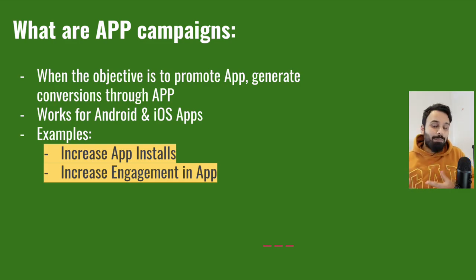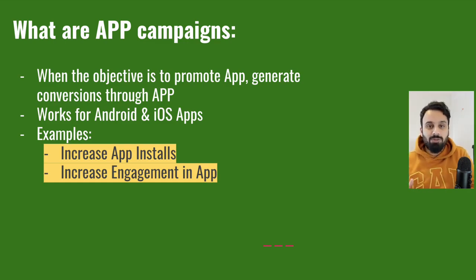When you run campaigns in Google Ads and your objective is to promote a certain app, let's say for example you are working for Amazon, most of the advertising Amazon does is to promote their app so that more and more people install it, right? Or sometimes, if you have the Amazon app on your mobile and you see an ad of Amazon and you click on it, you directly go to the Amazon app.